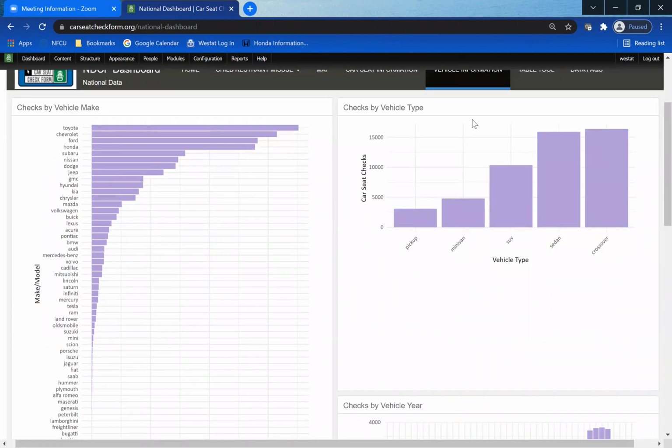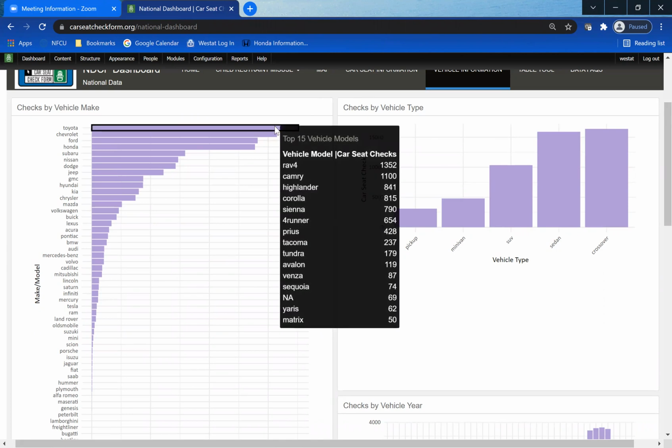Now, let's take a look at the vehicle information. This provides summaries of the types of vehicles seen at car seat checks. This chart displays all of the makes. When you hover the mouse over a make, the top 15 models pop up. Using this with your program data can help you understand the most frequently seen vehicles at your checks.